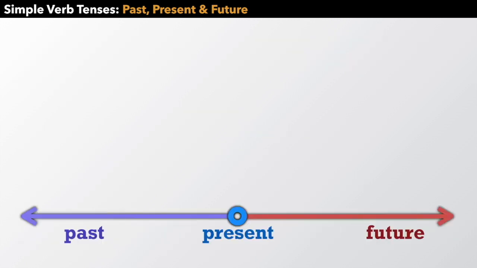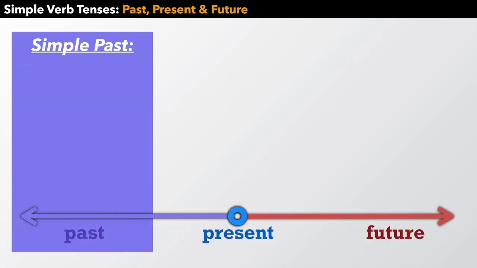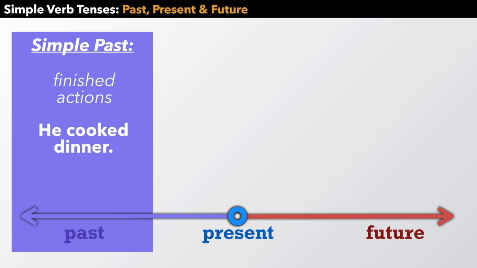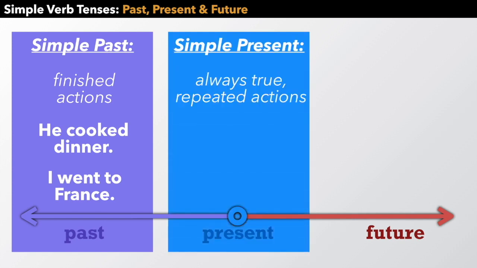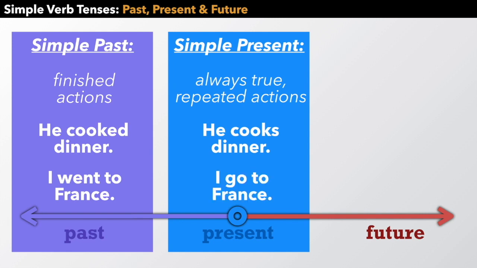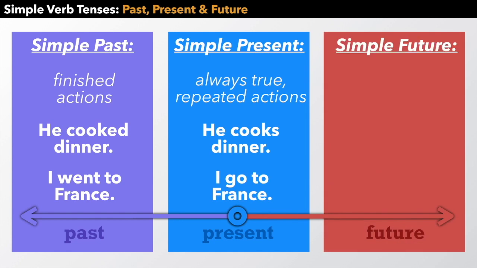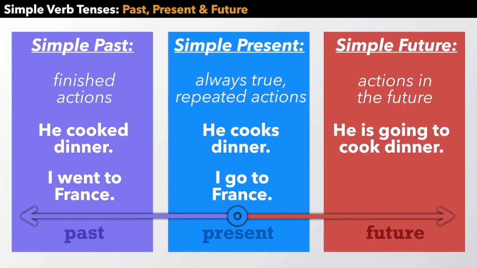For a quick review, simple past, finished actions. He cooked dinner. I went to France. Simple present, always true, repeated actions. He cooks dinner. I go to France. Simple future, actions in the future. He is going to cook dinner. I will go to France.